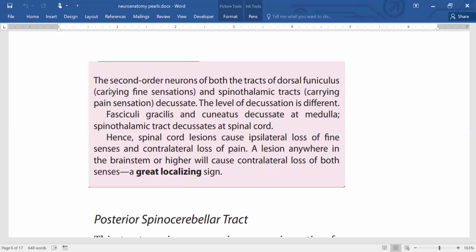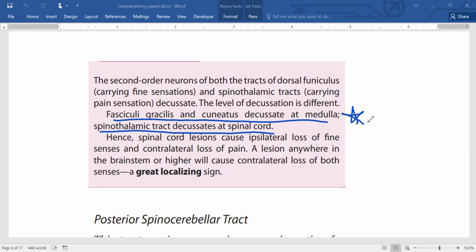So, to localize where the lesion is occurring, the second order neurons of both the tracts, the dorsal funiculus and the spinothalamic tract, decussate. Now, you know the second order neurons of both the tracts decussate, which means they go to the opposite side. But the level of decussation is different. Fasciculus gracilis and cuneatus decussate at the medulla, while the spinothalamic tract decussates at the spinal cord level. So this is the important point, and an MCQ usually asked.